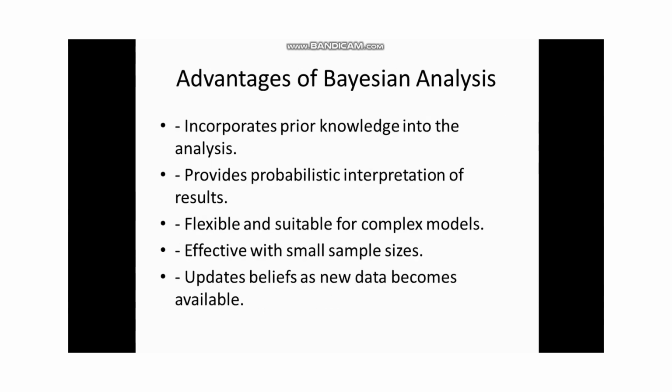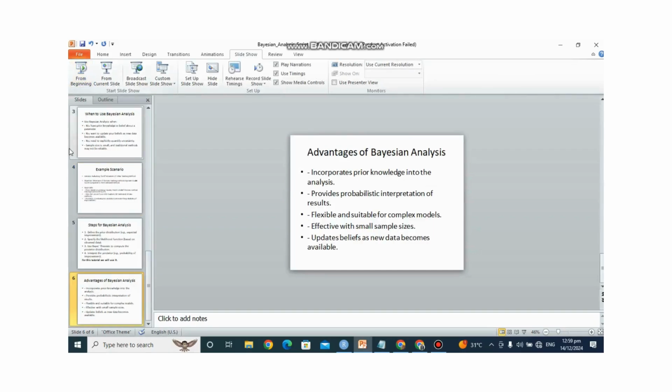So what are the advantages of Bayesian analysis? 1. It incorporates prior knowledge into the analysis. 2. It provides probabilistic interpretation of the results. 3. Flexible and suitable for complex models. Number 4. It is effective with small sample sizes. Number 5. It updates beliefs as new data becomes available. So quickly, let us go to R to see how we can do this in R.